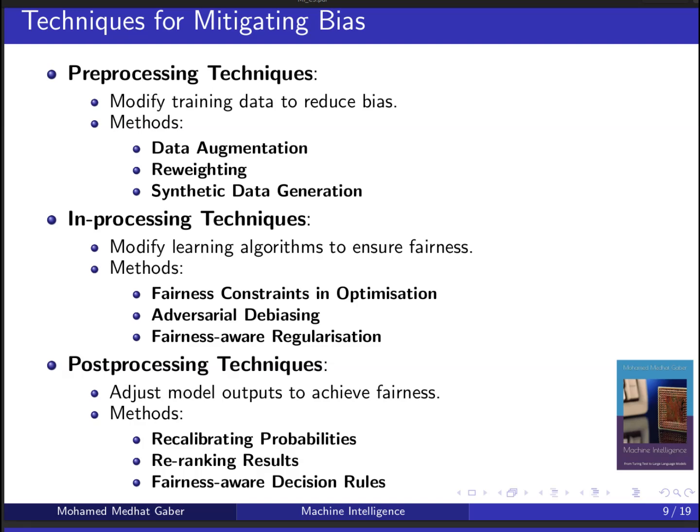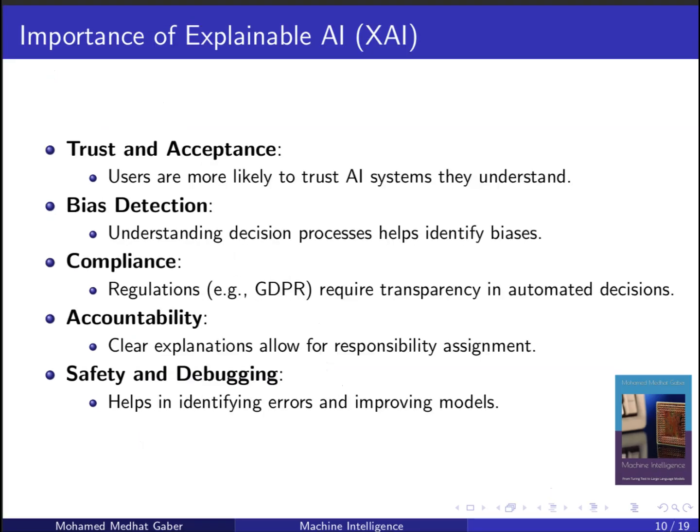As AI systems become more sophisticated and pervasive, the need for explainable AI, XAI, grows increasingly important. XAI refers to AI models and methods that make the decision-making processes of AI systems transparent and understandable to humans. This explainability is crucial for several reasons, impacting trust, regulatory compliance, and the overall efficacy of AI deployment.